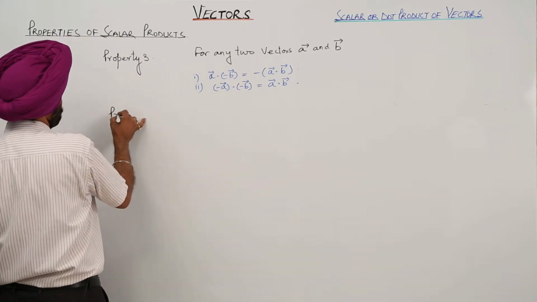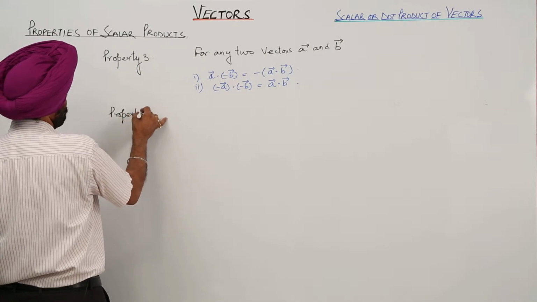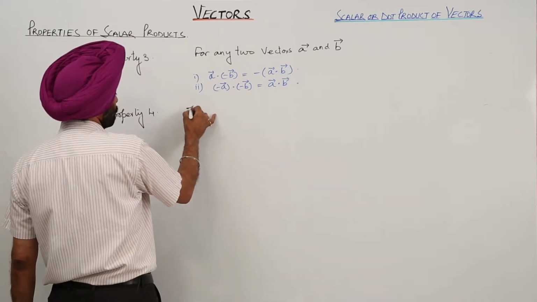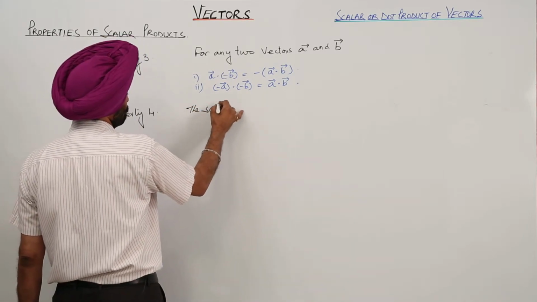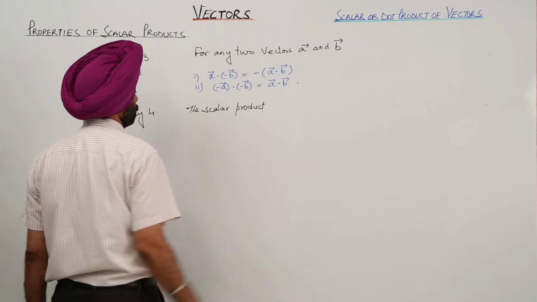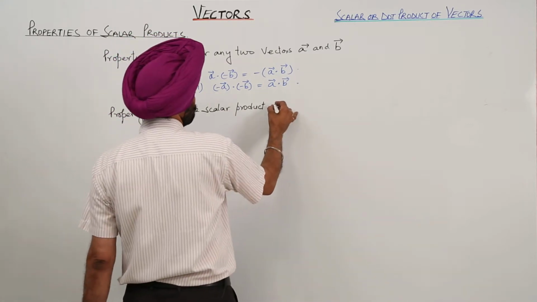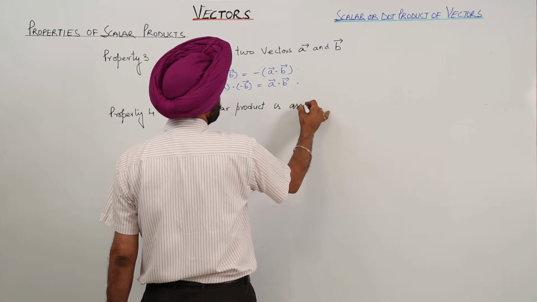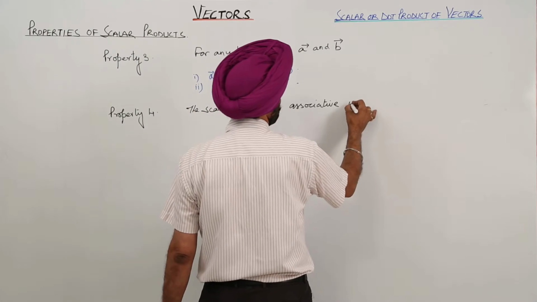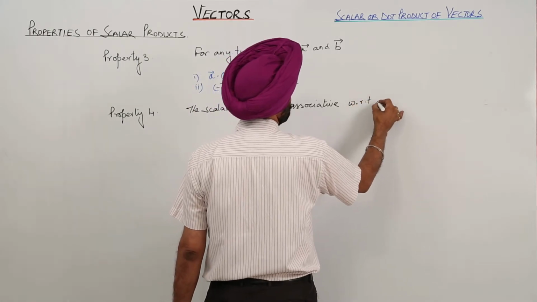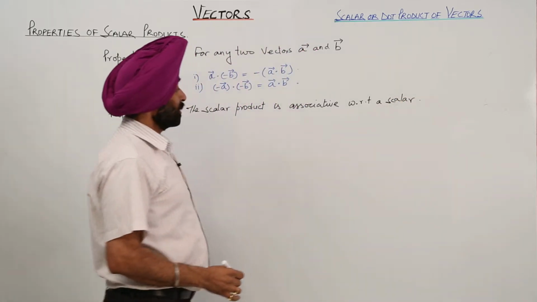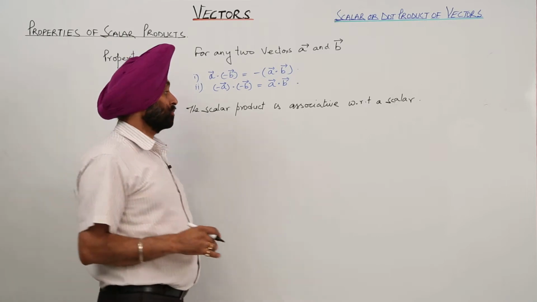Now property 4, what this says, the scalar product is associative with respect to a scalar. The scalar product is associative with respect to a scalar.